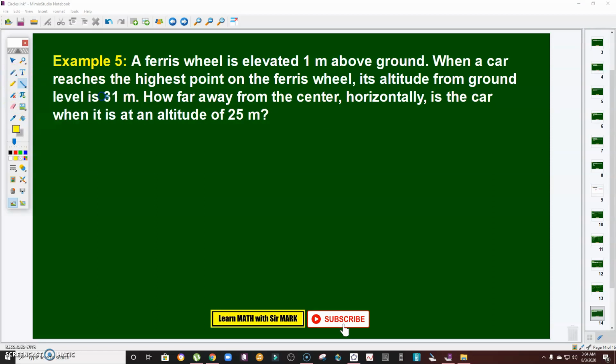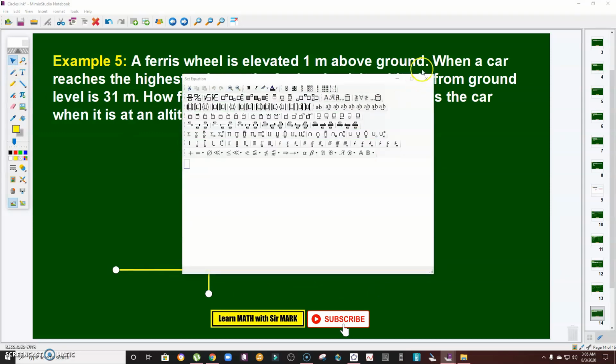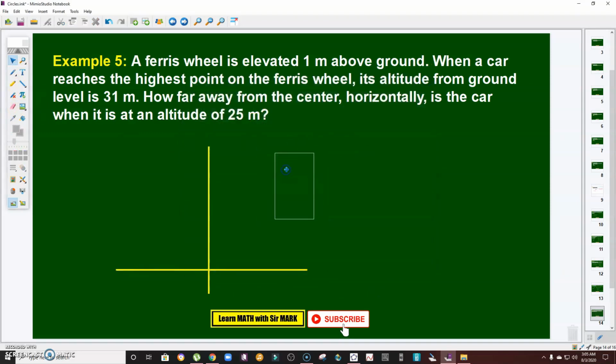Okay, so let me have this, then this one. So this will be my Cartesian plane. Alright, next, of course, I will draw a circle. Oops, sorry. So, I will draw a circle. Alright. I think that's fine. Okay, let's go back to the problem.